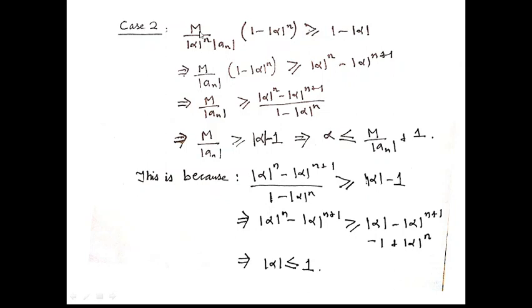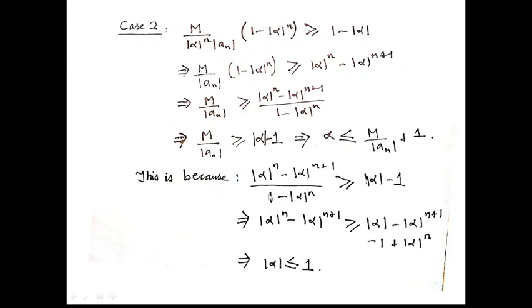Now m by an into 1 minus alpha n is greater than or equal to alpha n minus alpha n plus 1. Then m by an is greater than or equal to alpha n minus alpha n plus 1 by 1 minus alpha n. Now this is always greater than or equal to mod alpha minus 1. So we get the desired result again, that alpha is less than or equal to m by mod an plus 1. Now we have to prove that this is always greater than or equal to mod alpha minus 1.